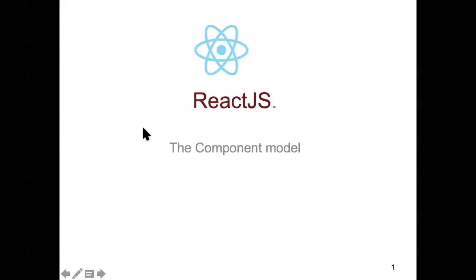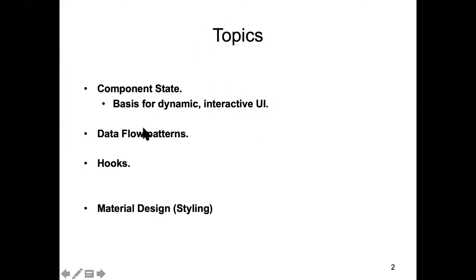So as I said, we're going to dig a little bit deeper into the components aspect of React. And we're going to look at something called component state. And this is what's going to make it possible for our components to allow the user to interact with them. And the result of that interaction will usually cause the component to change what it displays on the screen. Hence, we've got a dynamic and interactive component, and hence a UI.